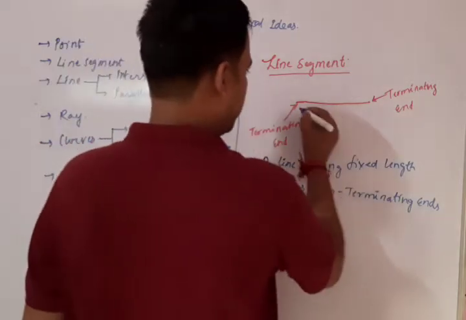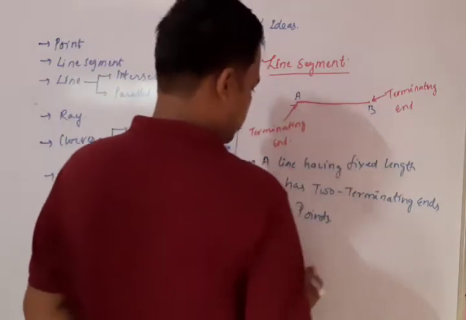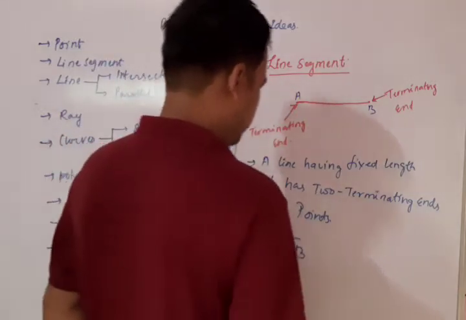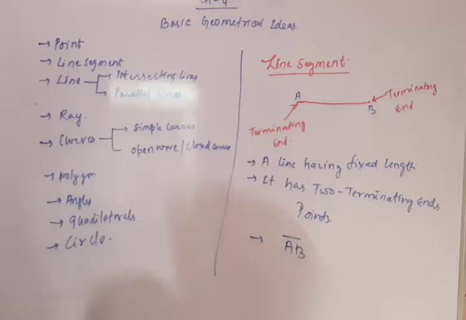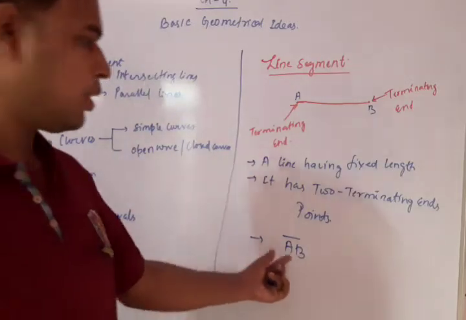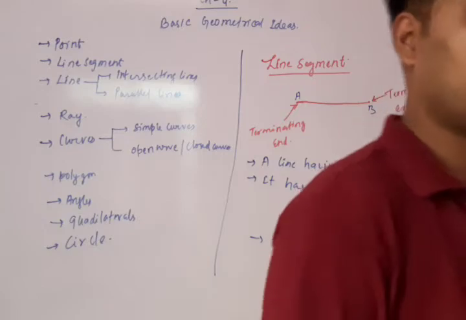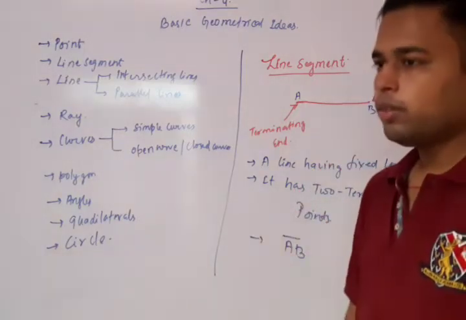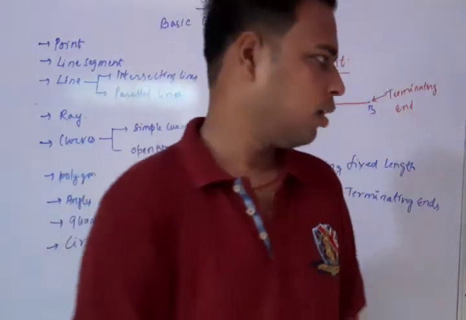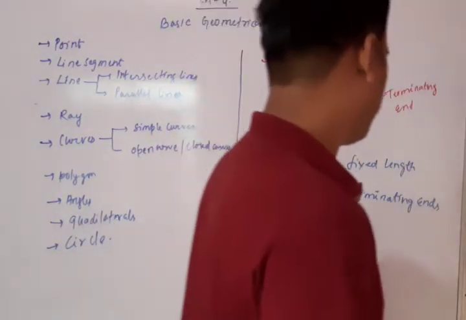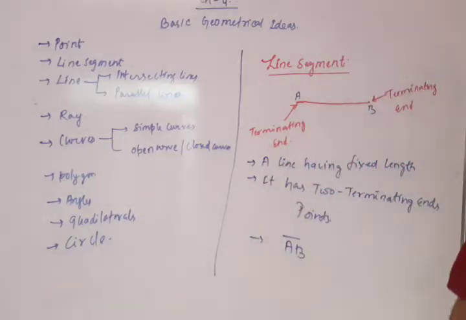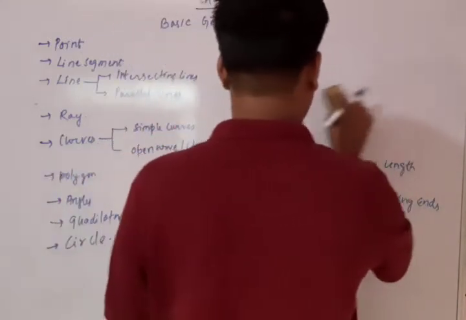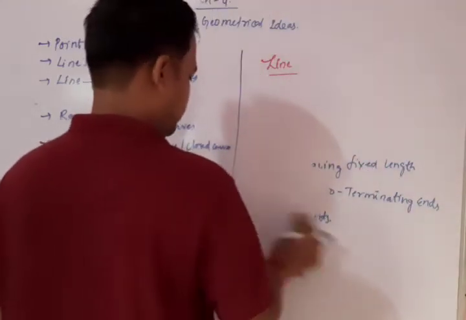So how is it represented? Suppose this is A and B, so it will be represented by A B with a bar on top. Whenever it is represented like this, you must understand it is a line segment. Means it is indicating the fixed length. Now we have studied line segment. Now we will move to line.